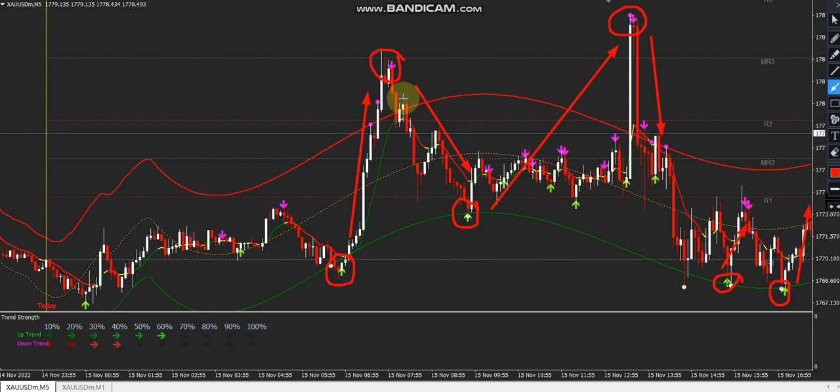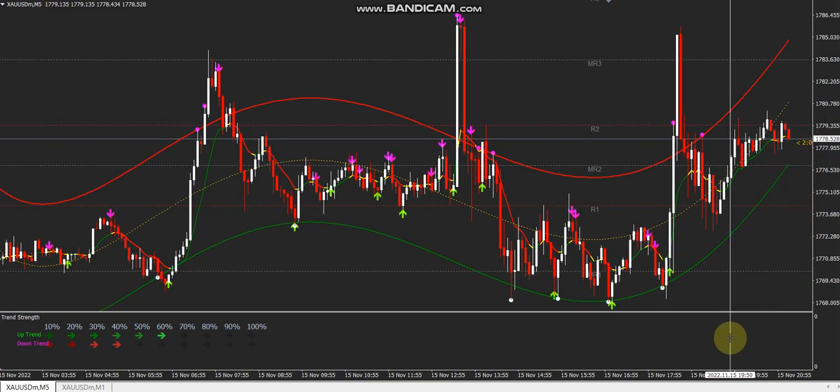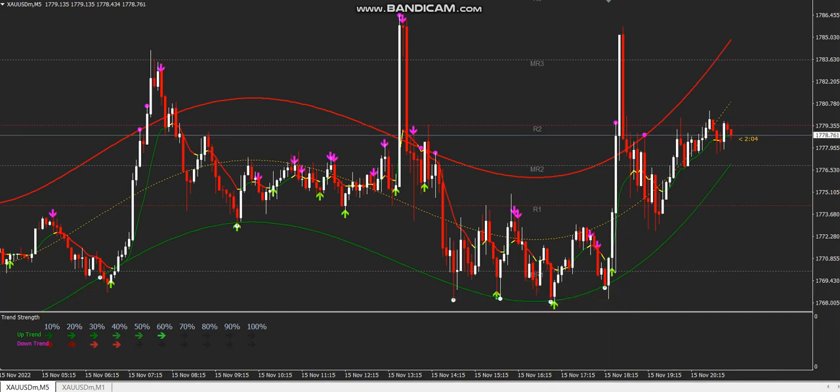Let's see here. I took this trade here. I took this trade here, but I would exit right here because an arrow is pointing in the opposite direction. Wait for another arrow here. You see, it's close to the green line again.